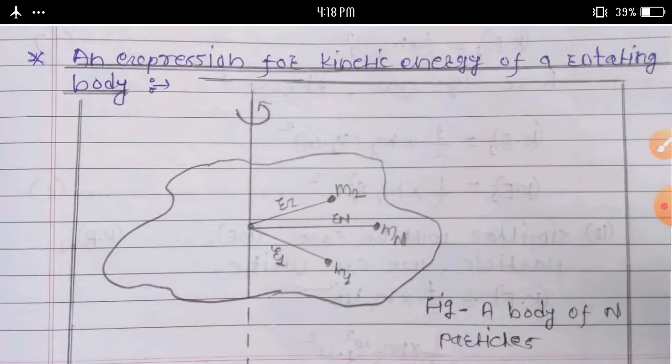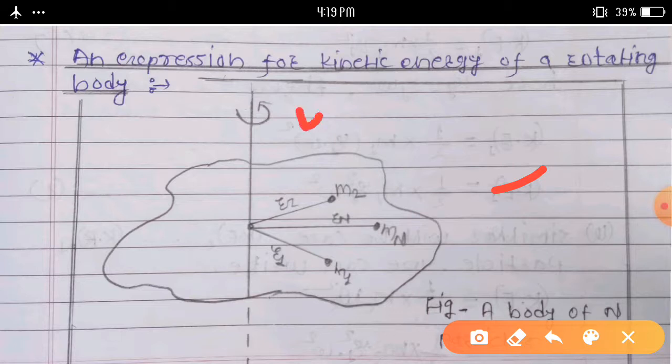Next point, we can discuss an expression for the kinetic energy of a rotating body. See this diagram. Consider a rigid object rotating with a constant angular speed. Suppose this constant angular speed is omega, about an axis perpendicular to the plane of paper. This is the perpendicular axis.